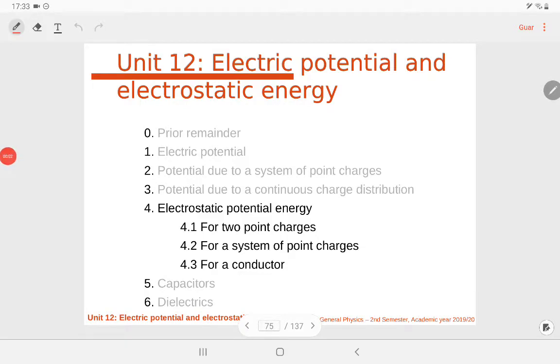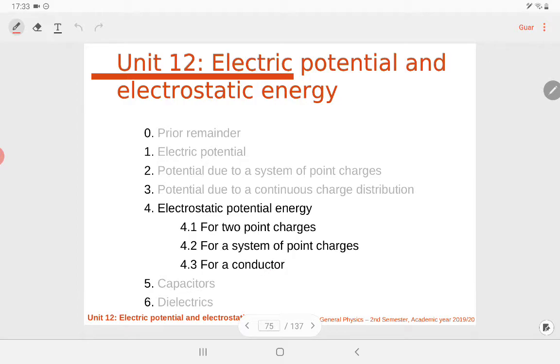In this video, we're going to focus on the electrostatic potential energy, and we're going to calculate it for a system of 2-point charges, and then a system of 3-point charges, and then a general system of n-point charges. And we will end this by analyzing what the electrostatic potential energy for a conductor is.